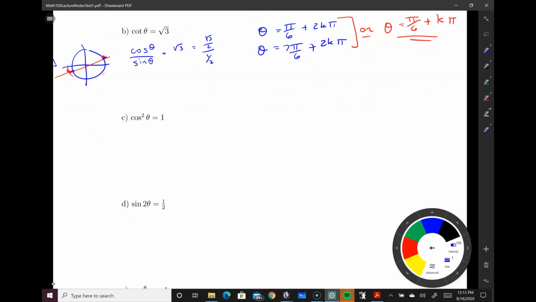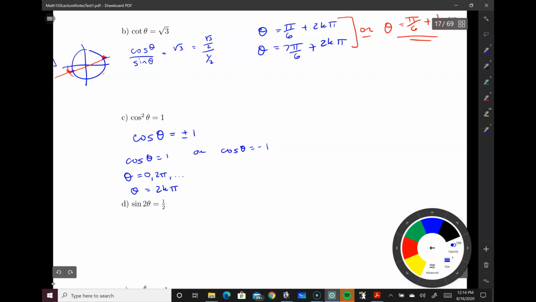All right, cosine squared. So that means I need to go in and take the square root. When I take the square root of 1, I get plus or minus 1. So I have two different equations that I'm solving. This literally is plus or minus. So cosine of theta is 1 or cosine of theta is negative 1. So when does cosine of theta equal 1? That's at 0 or 2 pi. And thinking about it, that's just like saying 2k pi.